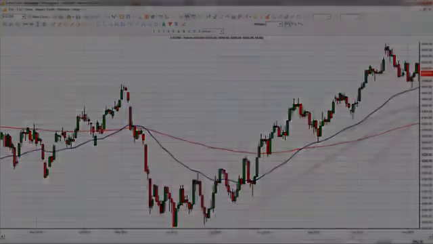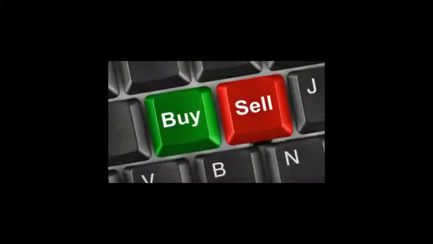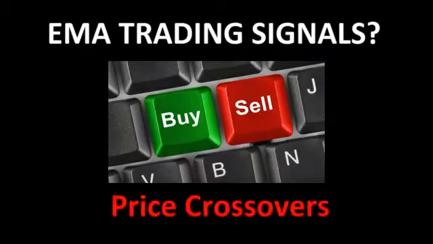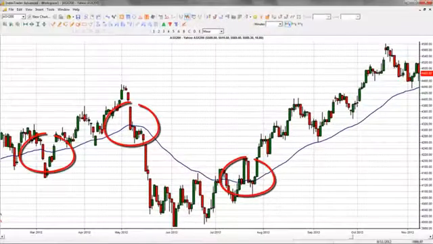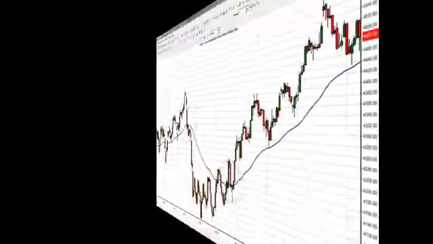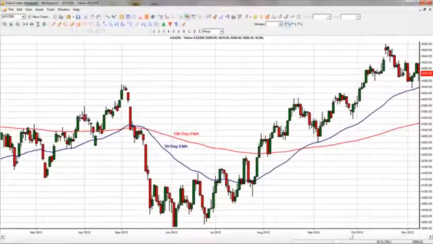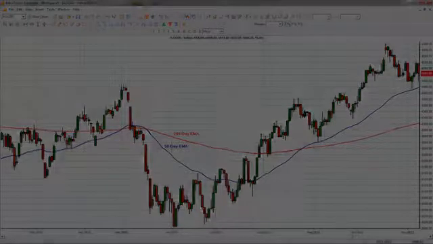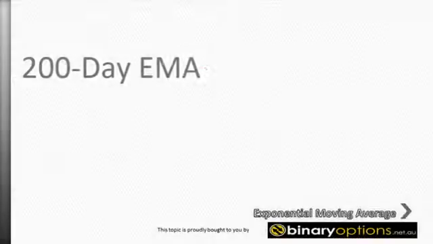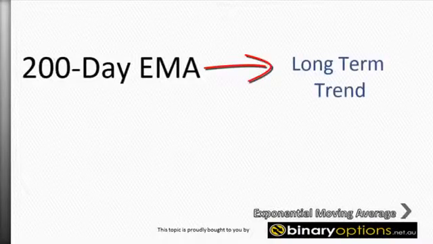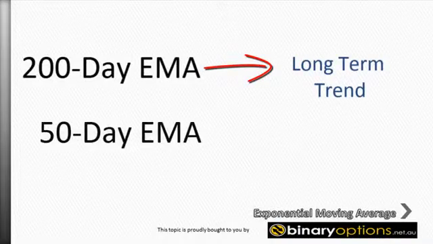The most typical setup when using the exponential moving average to generate trading signals is called a price crossover. That is, when prices cross above or below a moving average, a potential change in trend is signaled. So when using the price crossover method for signals, a trader charts two EMAs of different period lengths, such as a 50-day EMA and a 200-day EMA. The longer-term EMA confirms the long-term trend, while the price crossover with the shorter-term EMA generates trading signals.